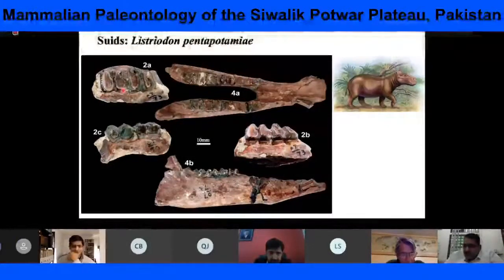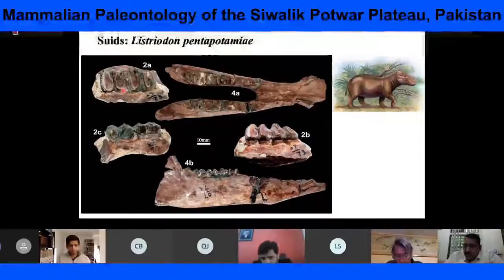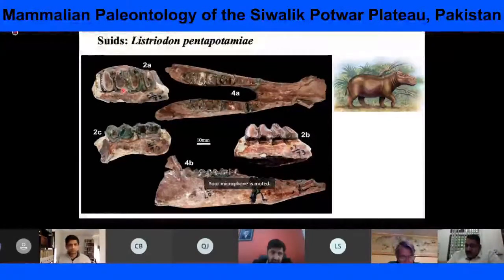The genus Listriodon is known by three species: Listriodon pentapotamiae, Listriodon theobaldi, and Listriodon guptai. Listriodon theobaldi is much smaller than Listriodon pentapotamiae. Pickford placed all the Middle Miocene Siwalik lophodont suids in Listriodon pentapotamiae, which is characterized as the smallest and most primitive species of the genus. Listriodon pentapotamiae is a stratigraphically fairly long-ranging species, extending from the base of the Lower Siwalik to the lower portion of the Middle Siwalik.